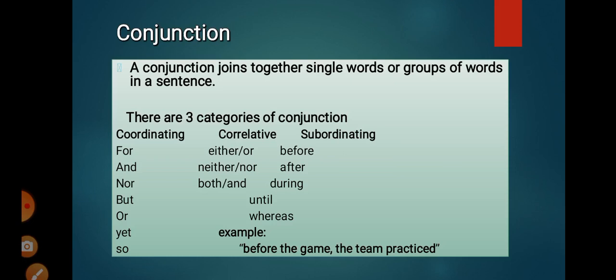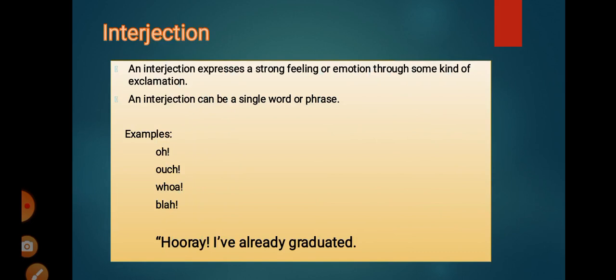So finally, we have interjection. What is an interjection? An interjection expresses a strong feeling or emotion through some kind of exclamation. An interjection can be a single word or a phrase. Interjections show excitement or emotion, and they are not grammatically related to the rest of the sentence. Some examples of interjections are oh, ouch, phew, whoa, and blah. For example, "Hooray, I've already graduated!"